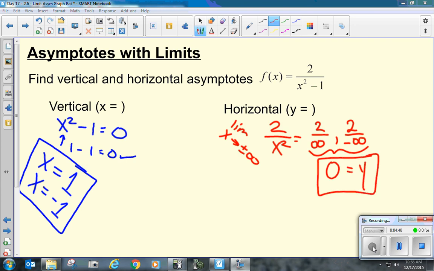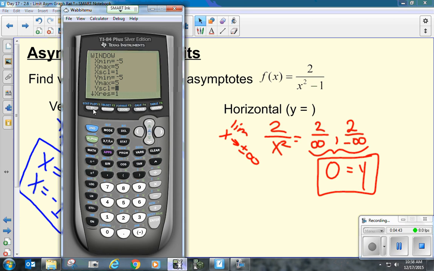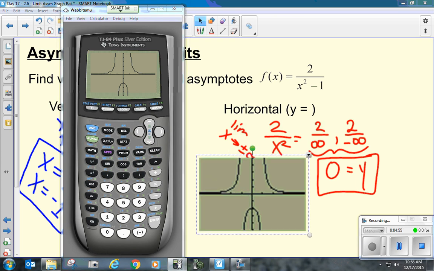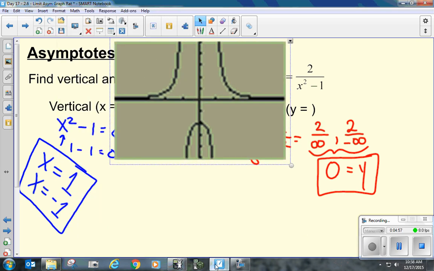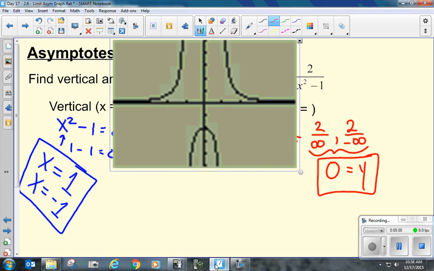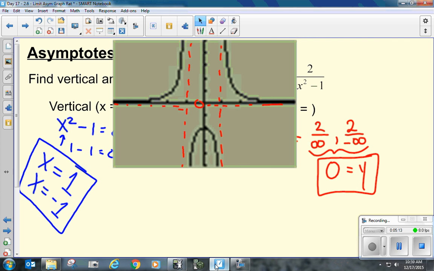Let's check this out and see if it works. I have it set up right here. Let's graph this. It's a 5x5 window so you can see it a little bit better. Perfect. Good. Bam. What did we say? We said at positive and negative 1, there's negative 1. Those are certainly asymptotes right there. And at y equals 0, that's certainly an asymptote there. Good. Nailed it. Perfect.